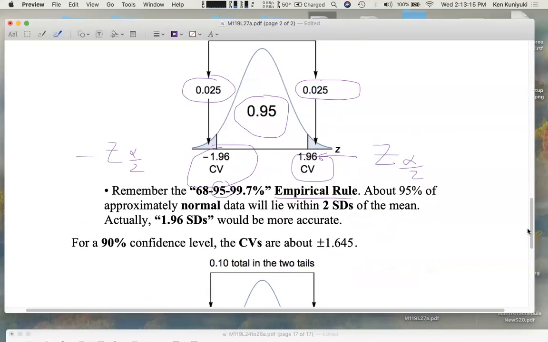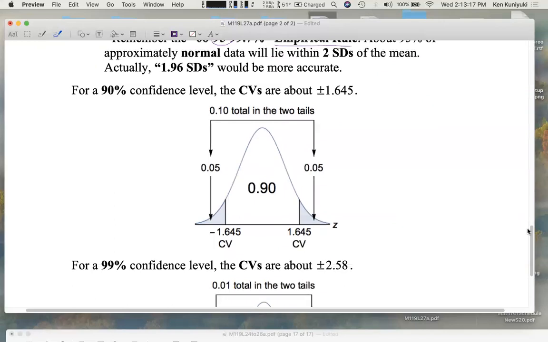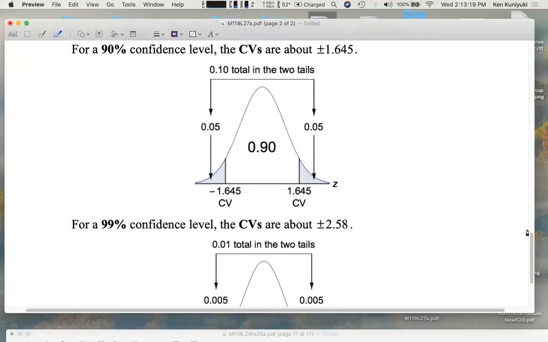Okay, what about 90%, which is also one of the more common confidence levels? For a 90% confidence level for a z-distribution, again, some students memorize these critical values. Here the critical values will be about plus or minus 1.645. Positive 1.645 and negative 1.645.